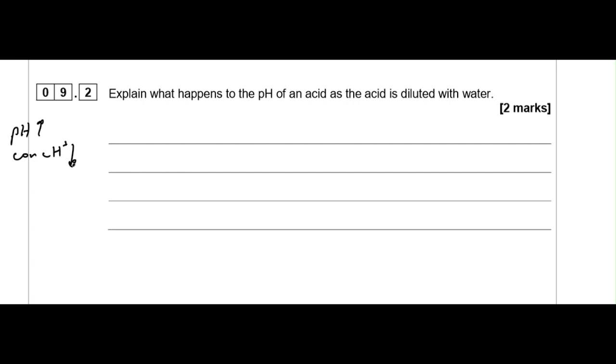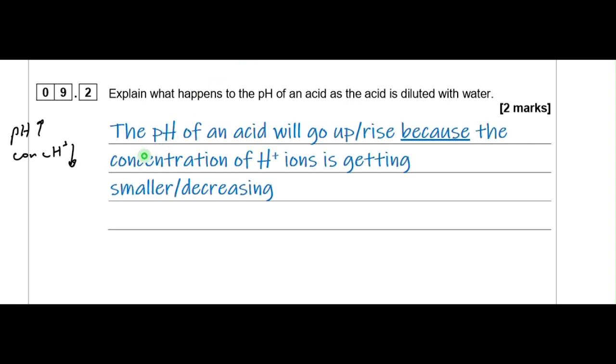So the pH of an acid will go up or rise because, and it's an explain, so because the concentration of the H plus ions is getting smaller, or we can say decreasing. 1 mark for saying the pH of the acid will rise, and the 2nd mark for saying because the concentration of H plus ions is decreasing.